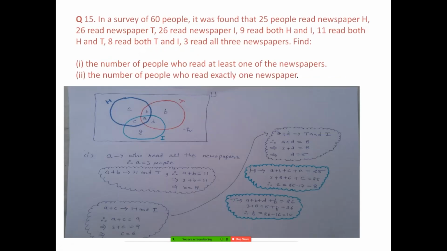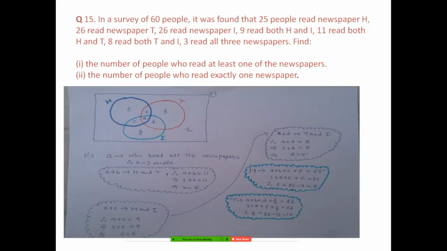Now question number 15. This is a very important question of the exercise. In a survey of 60 people, it was found that 25 people read newspaper H, 26 read newspaper T, 26 read newspaper I, 9 read both H and I, 11 read both H and T, 8 read both T and I, 3 read all the 3 newspapers. Find number 1, the number of people who read at least one of the newspapers. Number 2, the number of people who read exactly one newspaper.